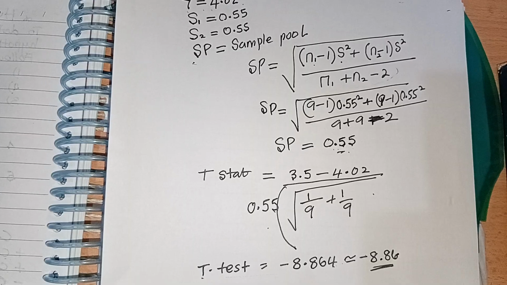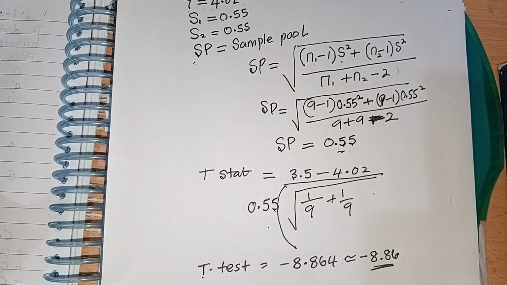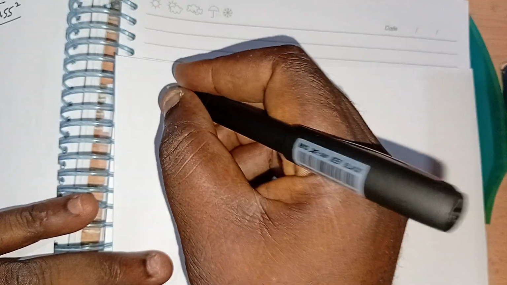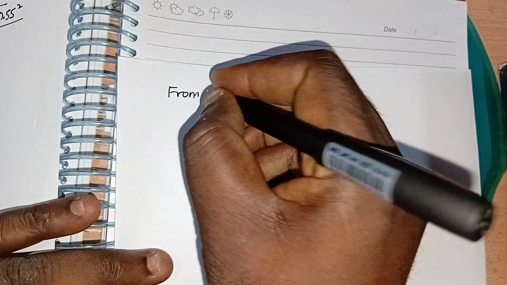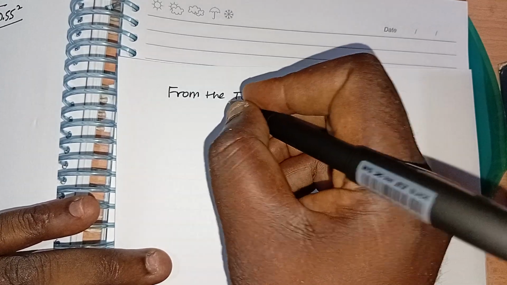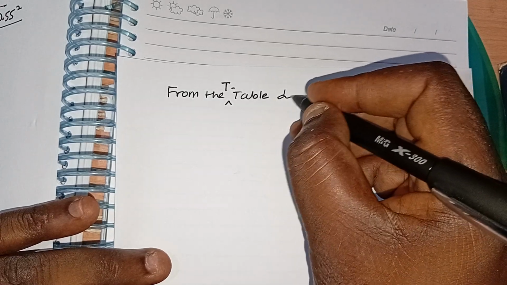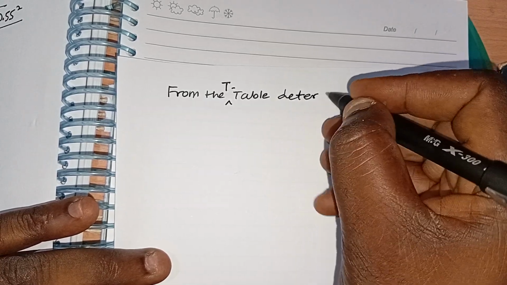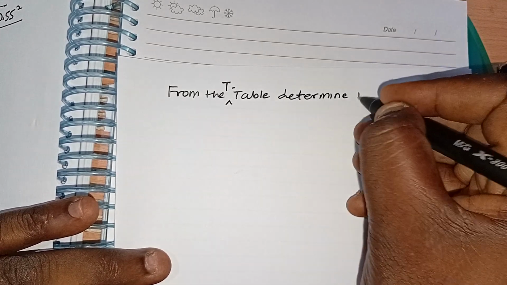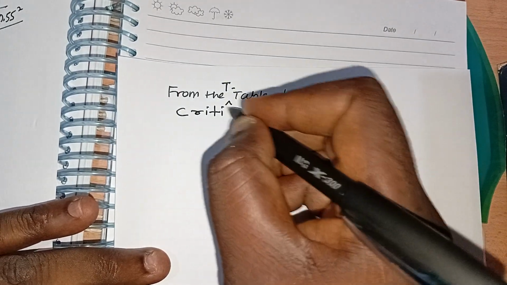Now I'm going to give you a simple analysis here. From the t-table, write it down, from the t-table, determine the critical value. That's what we call the critical value.